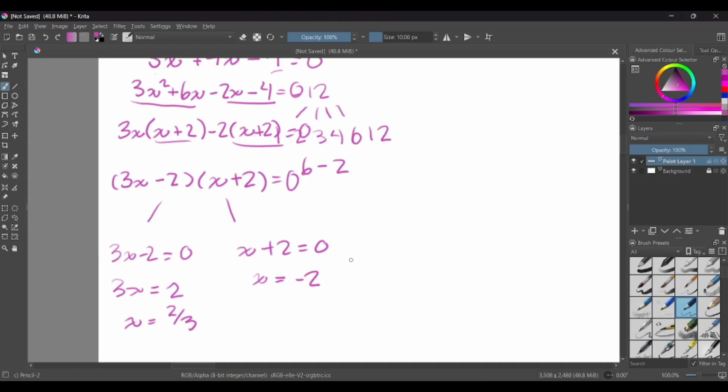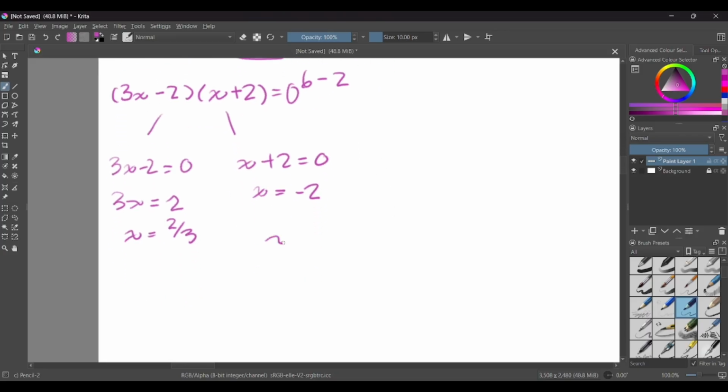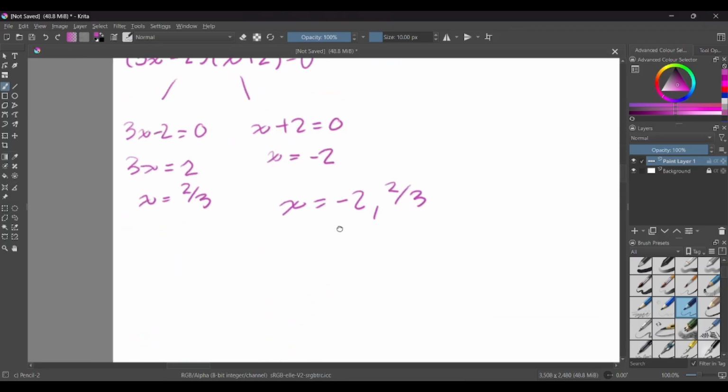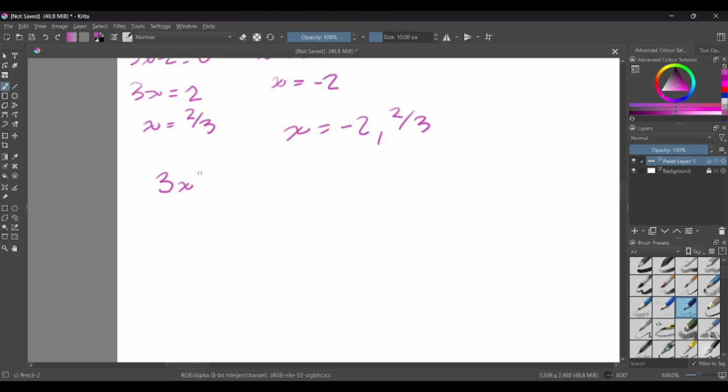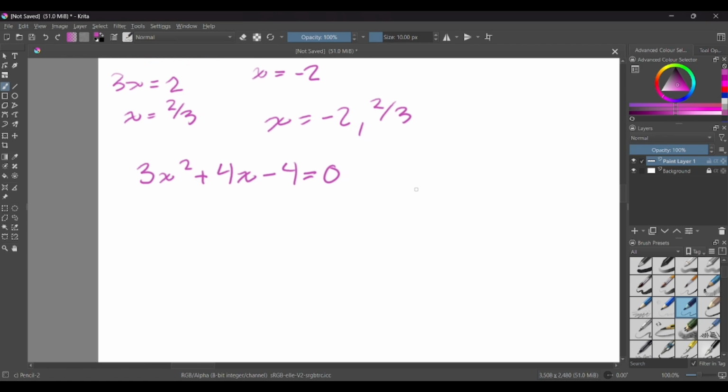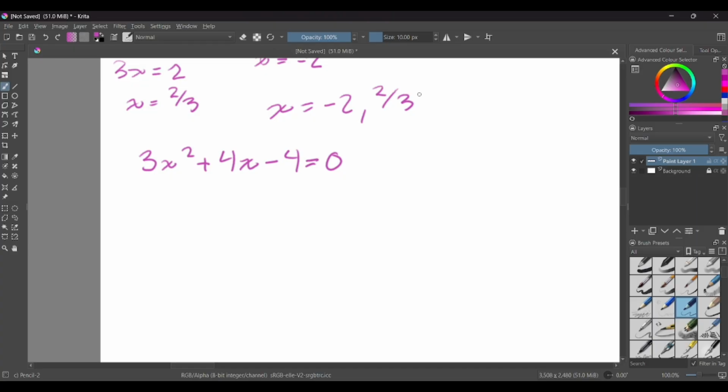Let's just explain what exactly I did there to get the answers x is equal to negative 2 and 2 over 3. Okay, so rewrite this down here: 3x squared plus 4x minus 4 is equal to 0. So the first thing you want to do is realize what is your a term, what's your b term, and what's your c term. The standard way that you'd write this is ax squared plus bx plus c. So you just take down these and see a is equal to 3, b is equal to 4, and c is equal to negative 4.